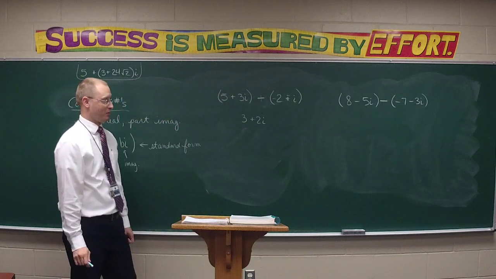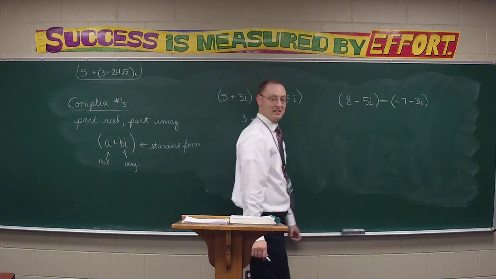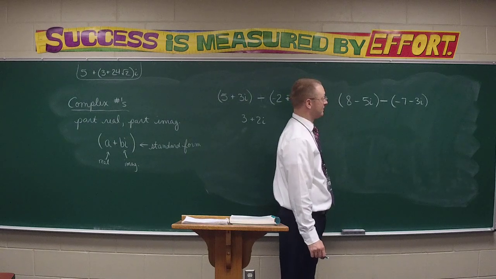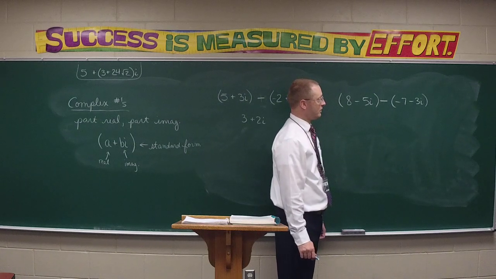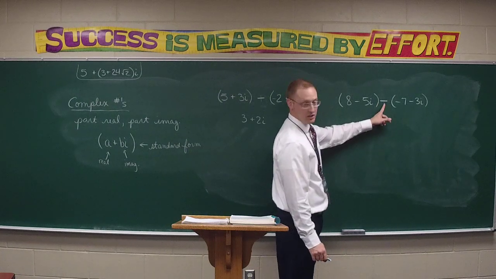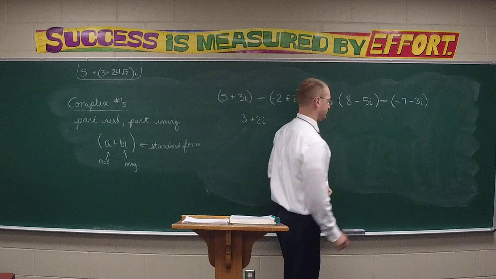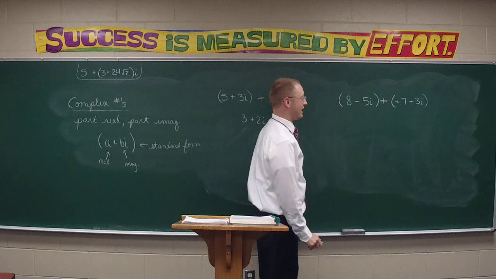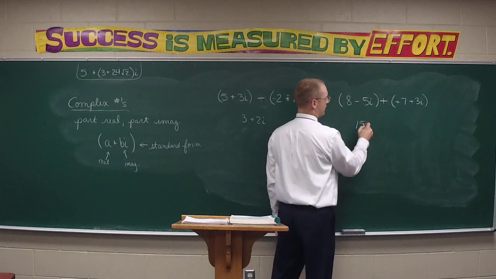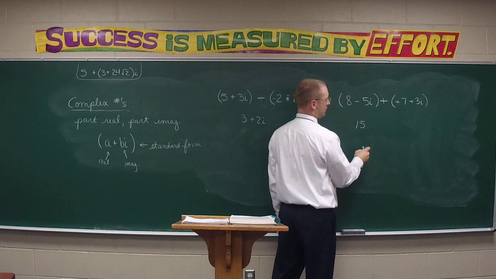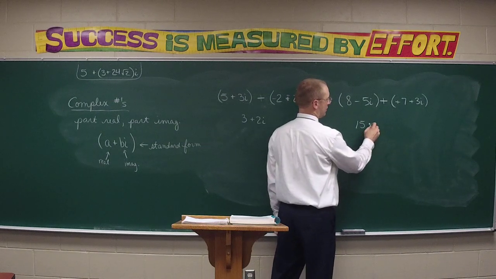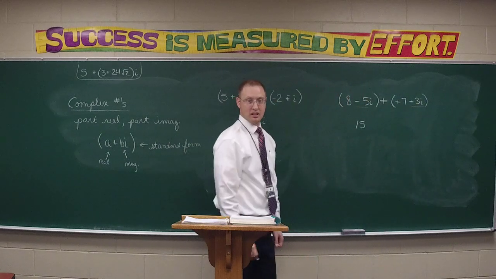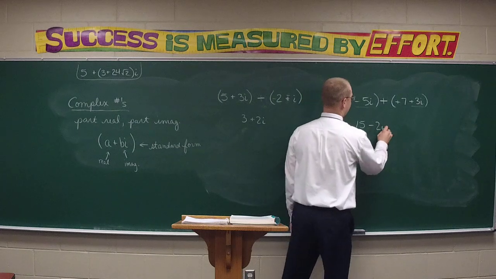On the next one, Genesis, what do we do? Well, it wants us to subtract these complex numbers, right? Oh, so change the signs. Right, change it to adding the inverse. So these both become positive. All right, now what do I get? 15. Plus, minus. A negative 5i and a positive 3i. I can't think today. Negative 2i. Negative 2i. There we go.